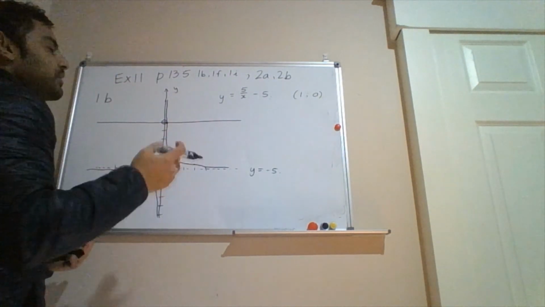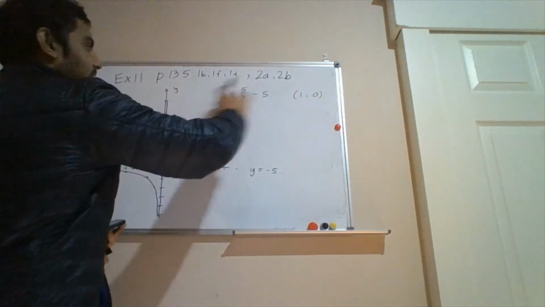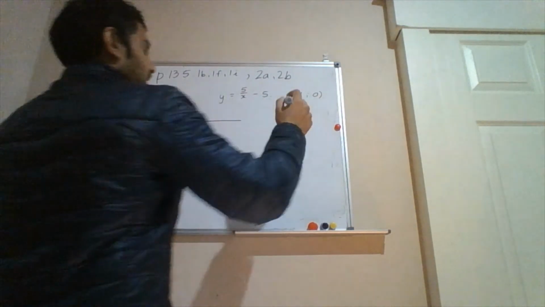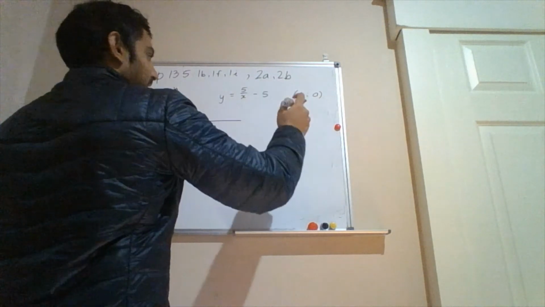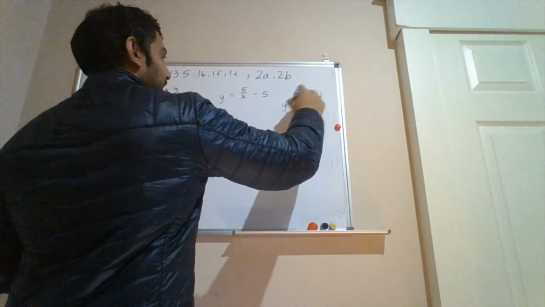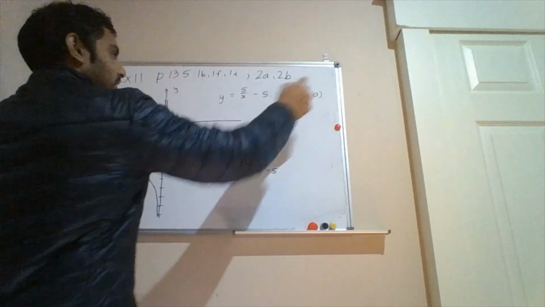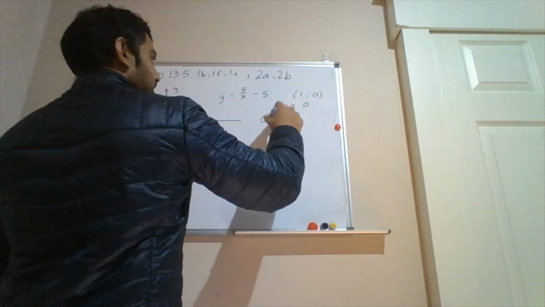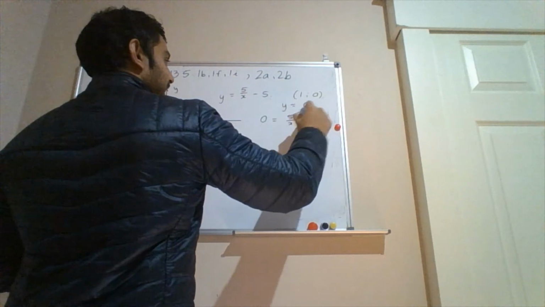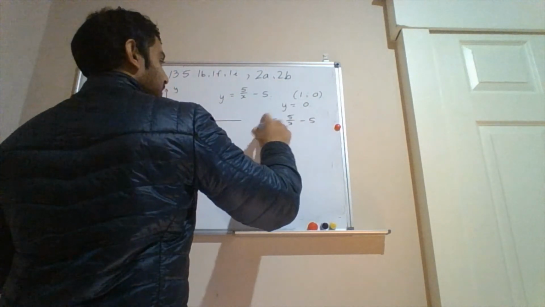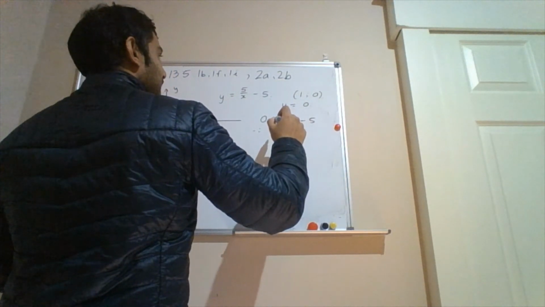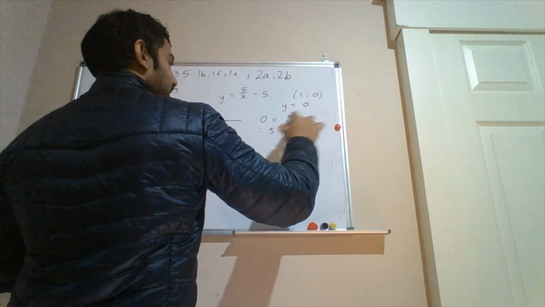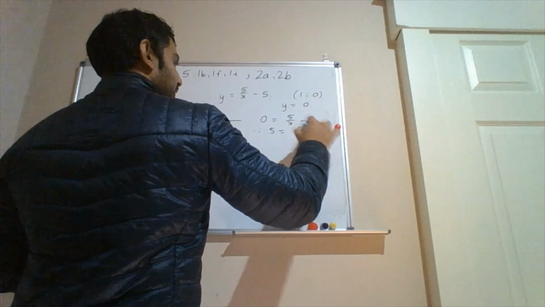If we were trying to work out the x-intercepts directly from the equation, you'd have to solve. So whenever we solve for an x-intercept, we make y equal to 0. So remember, y must be 0. So we get the equation 0 equals 5 over x minus 5. Therefore 5 equals 5 over x.